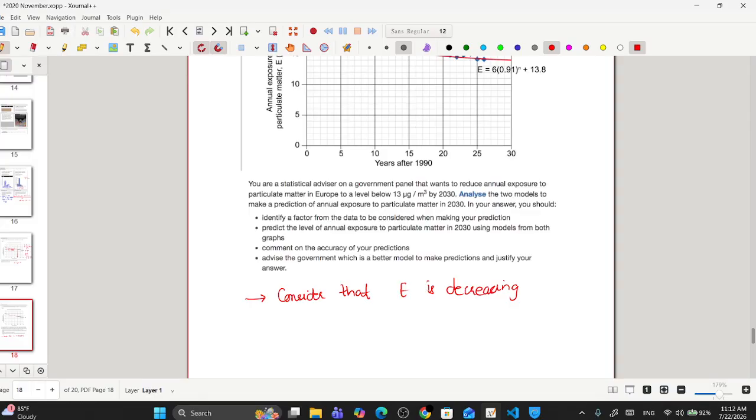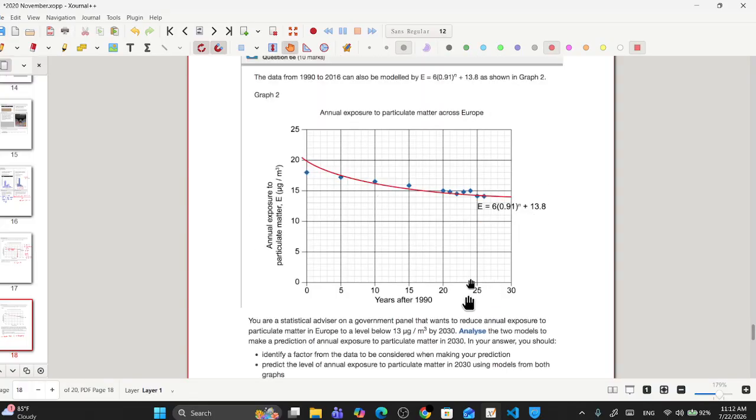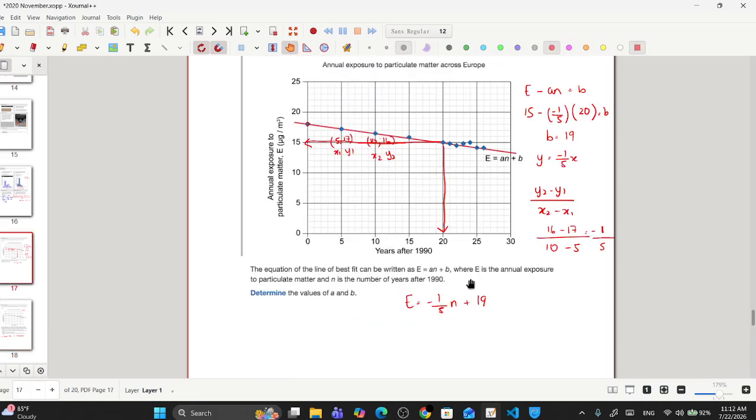You predict the level of annual exposure to particulate matter in 2030 using models from both graphs. So this is the first graph that we have, and years after 1990, this is basically the year 2020, and this is the year 2020 as well. Now, without a shadow of doubt, we can see that across Europe there is definitely a decrease, and it is going to continue to decrease because it's a straight line going downwards.